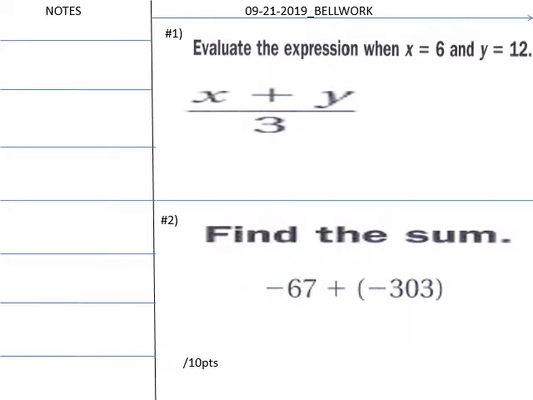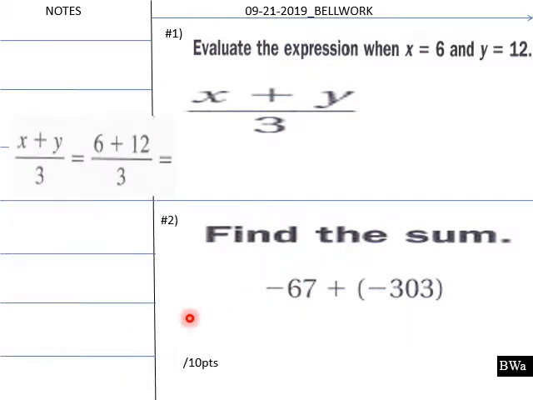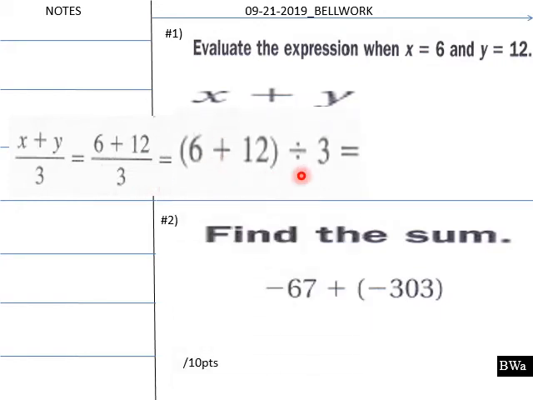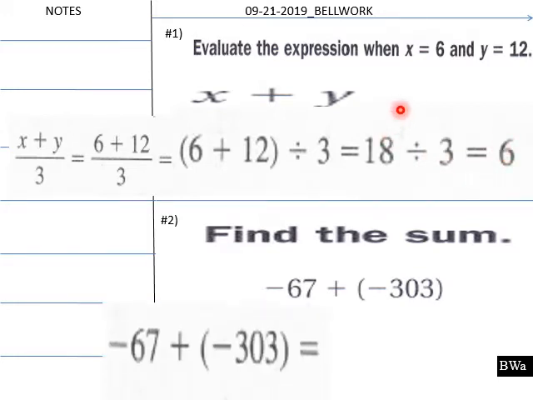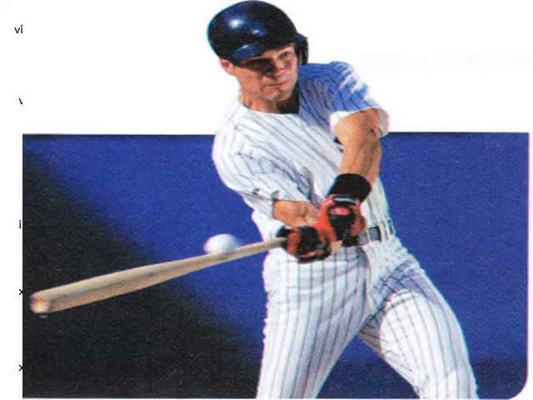Students, welcome back for solutions to your bell work. We plug in our values here. We get 6 plus 12 over 3, which is 6 plus 12 divided by 3, which is 18 divided by 3, which is 6 for number 1. Then down here, we are going to add negative 303 to negative 67. They're both negative, right? So we just combine them, and we get negative 370 for number 2.